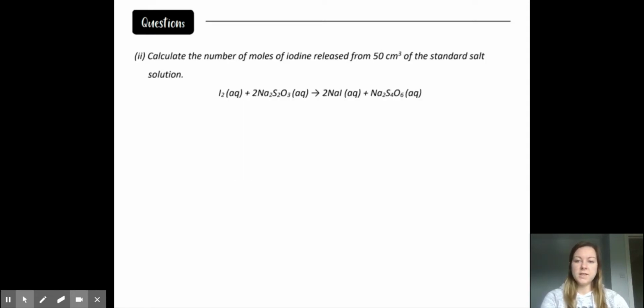And part 2 is calculate the number of moles of iodine released from 50 centimetres cubed of the standard salt solution. So this time we're not being asked to go the extra step and calculate the concentration or anything like that. We're only being asked to calculate the number of moles of iodine. So this question is broken down where each part of the question is a different step to the main calculation. Sometimes they can be asked like that, or like the first question we did, they can just be asked all in one, and you need to go back and find all of the information and do all the steps yourself.